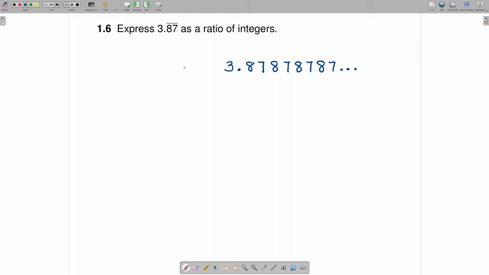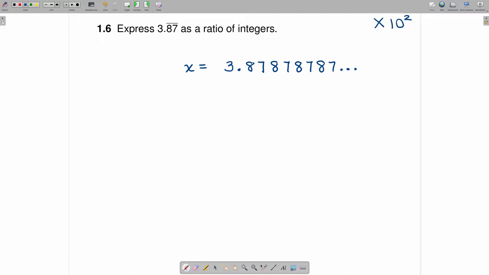Well, the way to solve a problem like this is to set x equal to the thing that we want to express as the ratio of integers, which is 3.878787. And first thing we do is we multiply both sides of this by 10 raised to the power which tells you how many digits are repeating. Well, there are two digits here, namely 8 and 7, which are repeating. So we're going to multiply both sides of this by the 10 squared power. Well, 10 squared is 100.